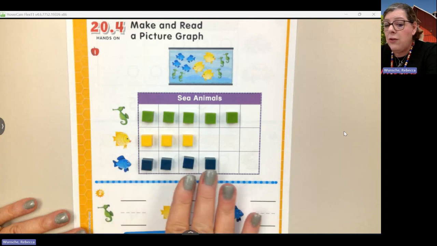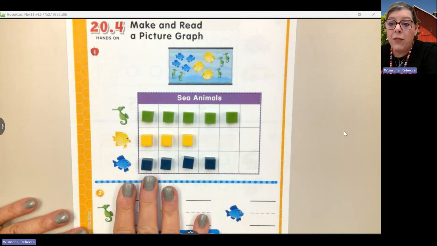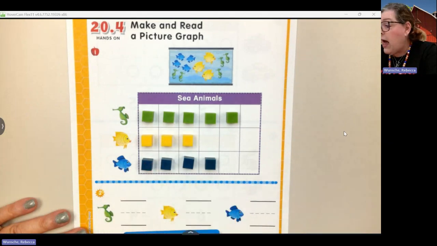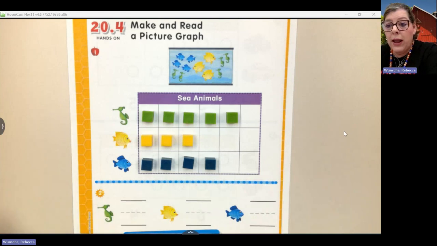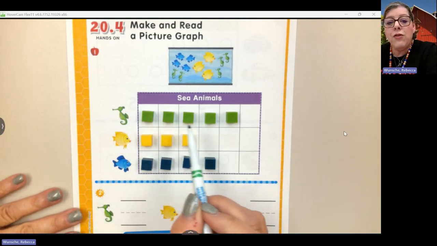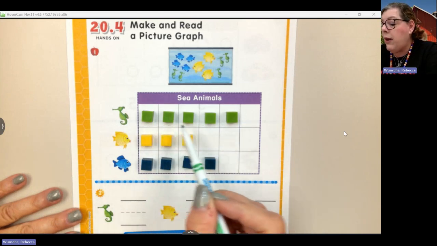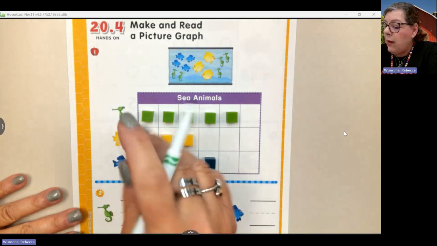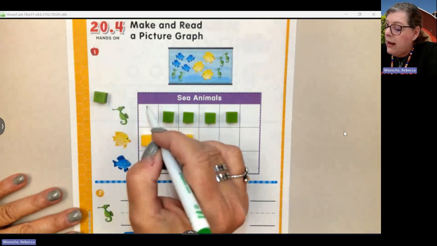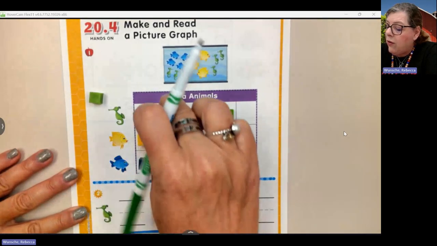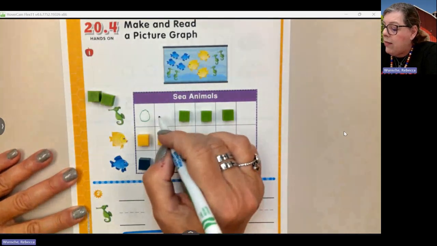So in order to preserve this in my math book, if I want to look at it again later and to be able to use my manipulatives for other things, I'm going to come back with a crayon or a marker or a colored pencil, and I'm going to show this graph now by drawing circles where I would have my counters. So I'm going to start with my green. I'm going to take my counter off, and I'm going to draw a circle to take its place.